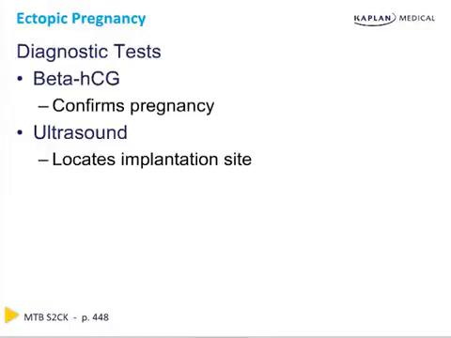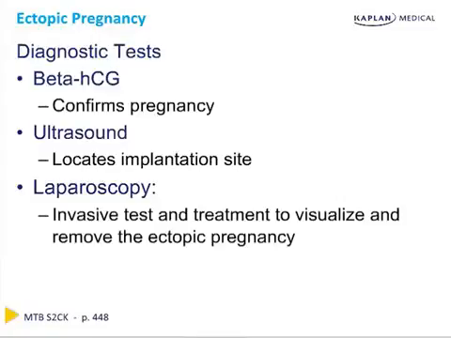A good clinical rule of thumb is that you should have a doubling of beta-HCG every 48 hours. So if your initial beta-HCG is below the discriminatory zone, you can reliably predict a rise in beta-HCG and determine when the discriminatory zone stipulation will be met. If a patient presents and is unstable, laparoscopy may be necessary to diagnose the ectopic pregnancy in order to visualize and remove the ectopic pregnancy in the adnexa.